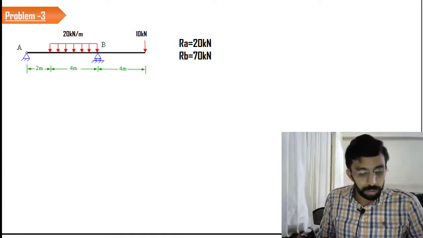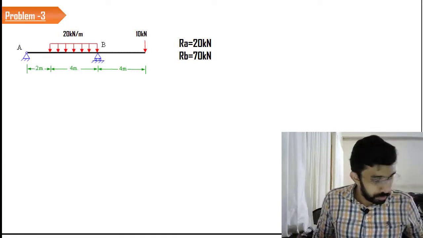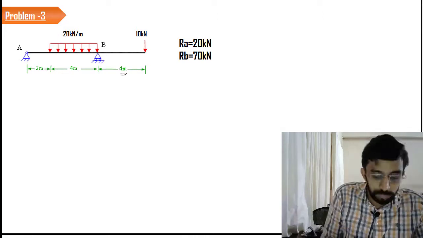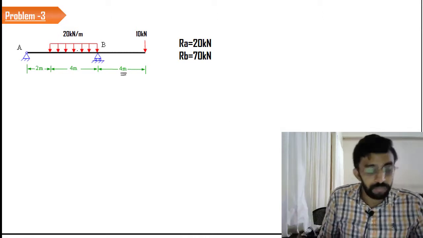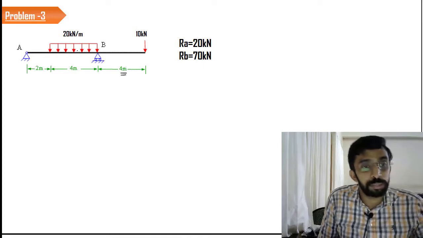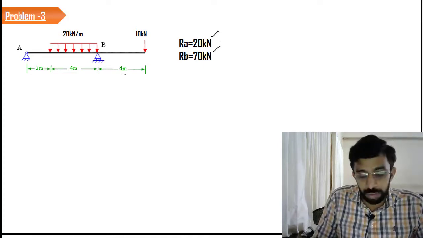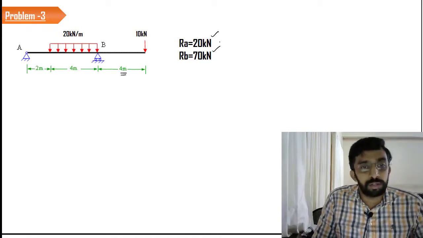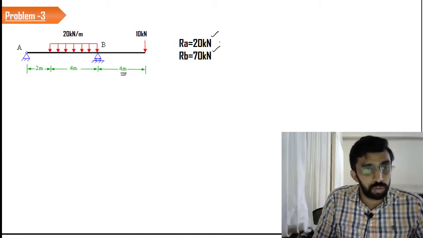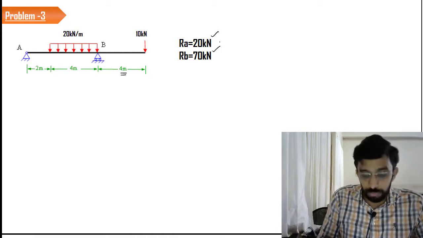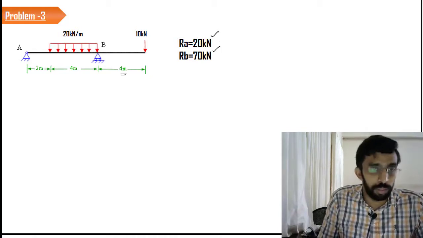So kindly look at the question. In this question we have an overhanging section whose length is about 4 meters, and we have a UDL of 20 kilonewton per meter. So the first step, obviously you all know, is the calculation of reactions. It's easy, you solve it. And now we are going to find the shear force at different locations.